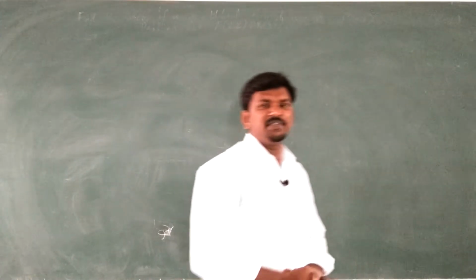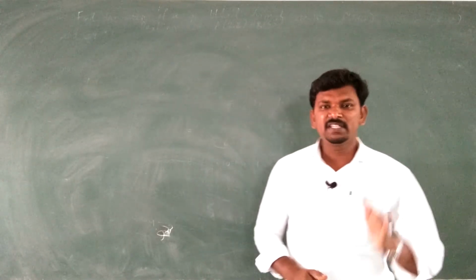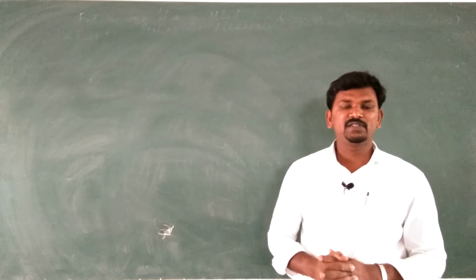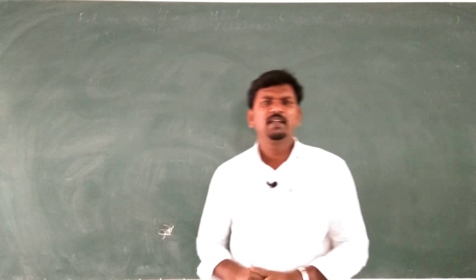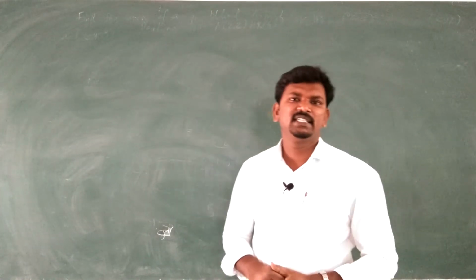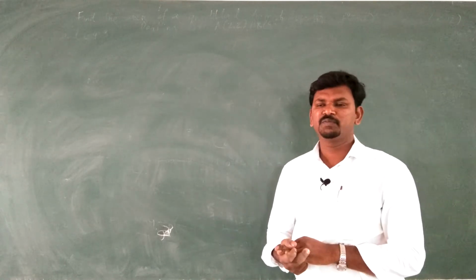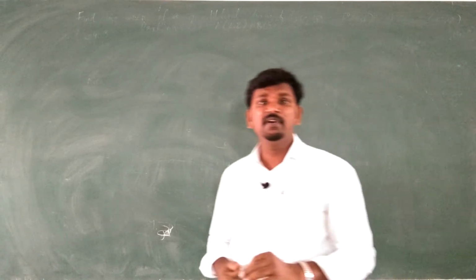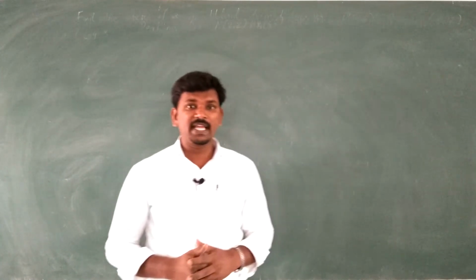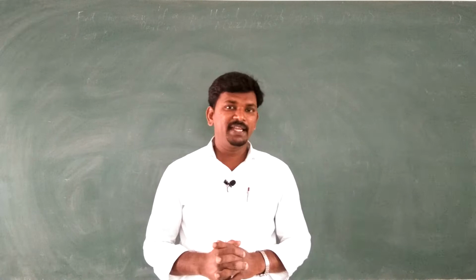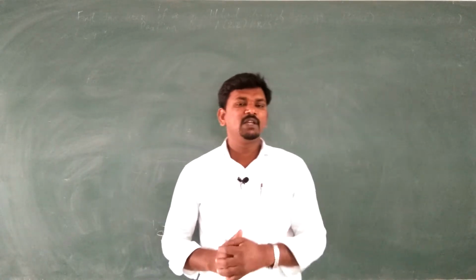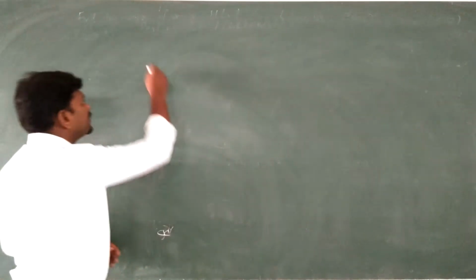Hello students, in this video we are going to revise the first exercise in coordinate geometry, exercise 5.1. Mainly we have studied three concepts. The first one is area of a triangle. They will give three vertices of a triangle. We have to find the area of the triangle using the formula. So we know the formula to find the area of a triangle.